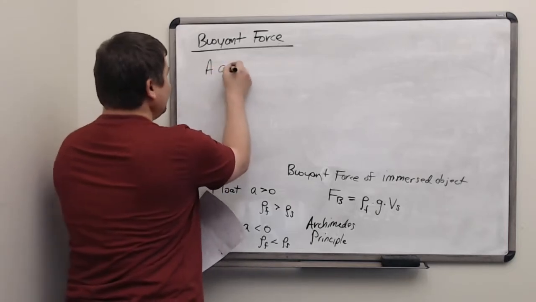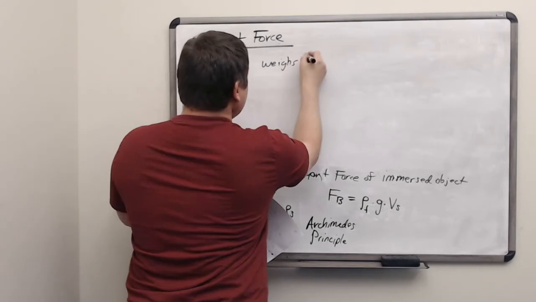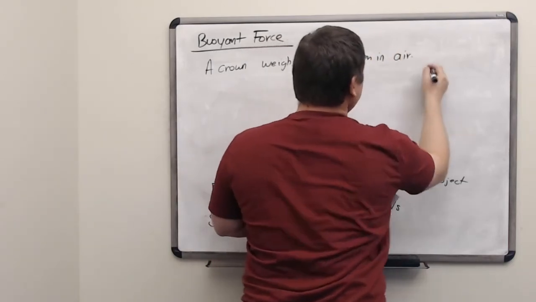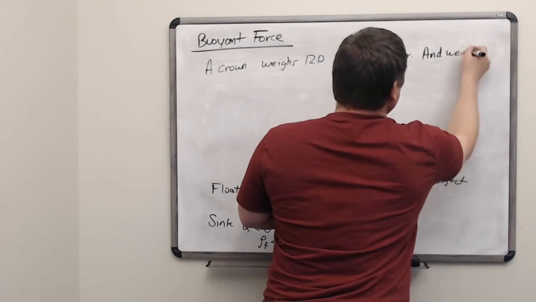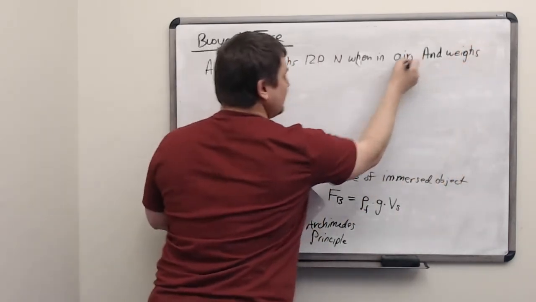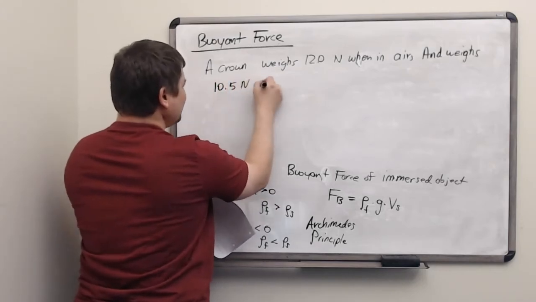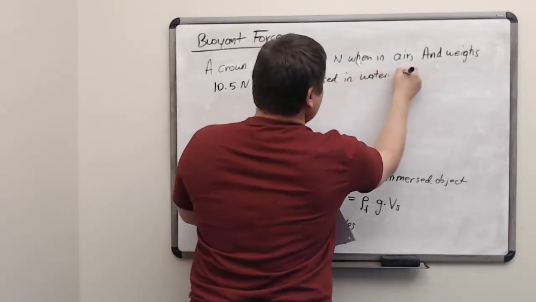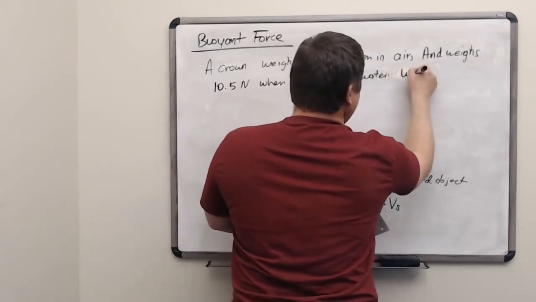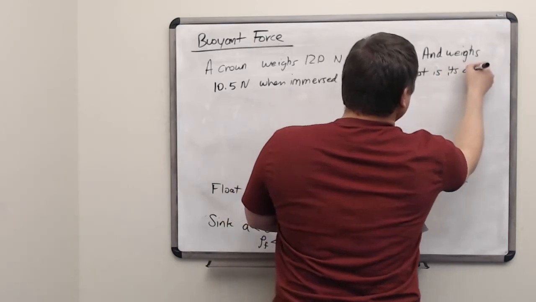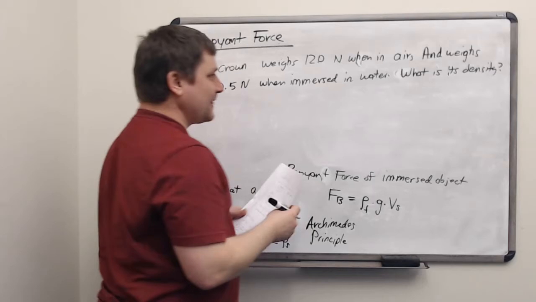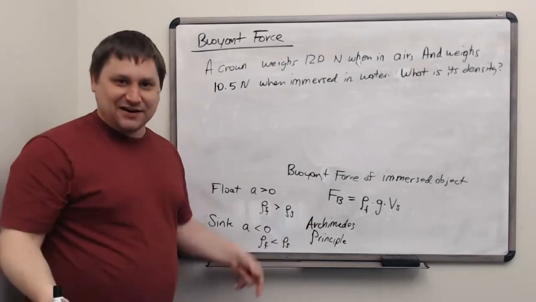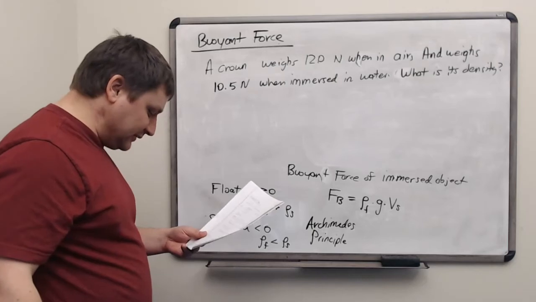So let's say a crown weighs 12.0 newtons when in air, and weighs 10.5 newtons when immersed in water. And we'll ask, what is its density? With the second question implied there is, if its density is not equal to the density of gold, then it's not made of gold. At least not made of solid gold.